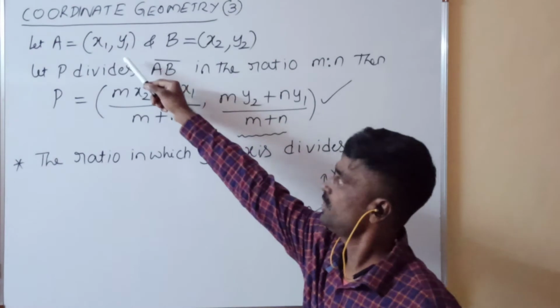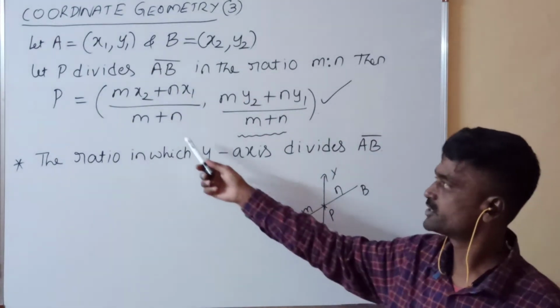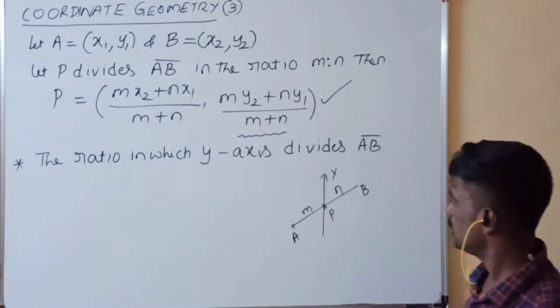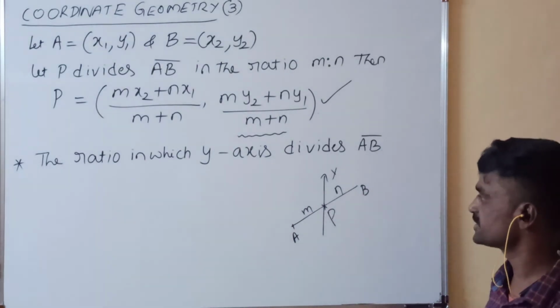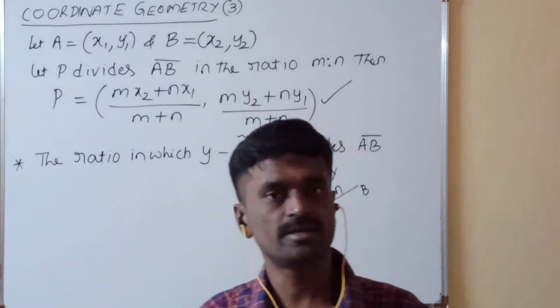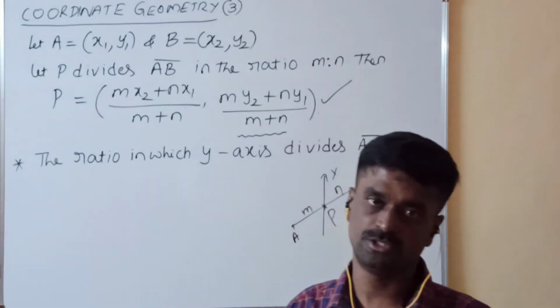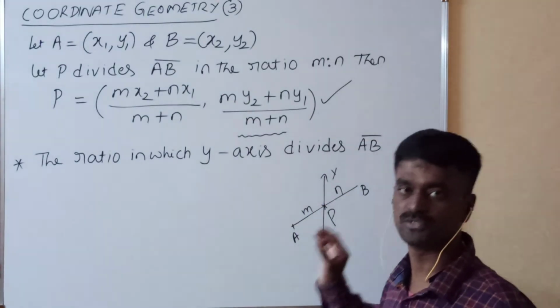Already A coordinates are what? x1, y1. B coordinates x2, y2. Then P coordinates will be this one only now. And if you observe carefully, the point P lies on which axis? Y-axis. On the y-axis, which coordinate is 0? X coordinate is 0. That is, the x coordinate of the point P will be 0.